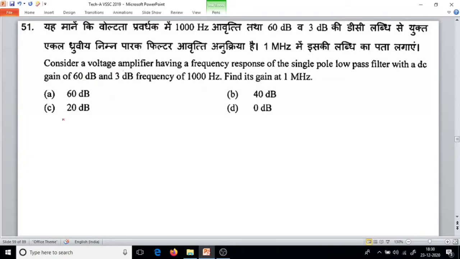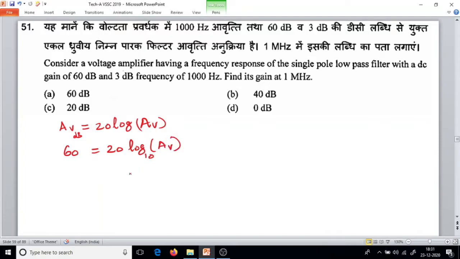What is the gain given? Gain in dB, what is gain in dB? Gain in dB equals 20 log of AV. Now, what is the gain in dB given for the low pass filter? The amplifier is having a low pass filter. What is the gain he has given? 60 dB he has given, which equals 20 log of AV.